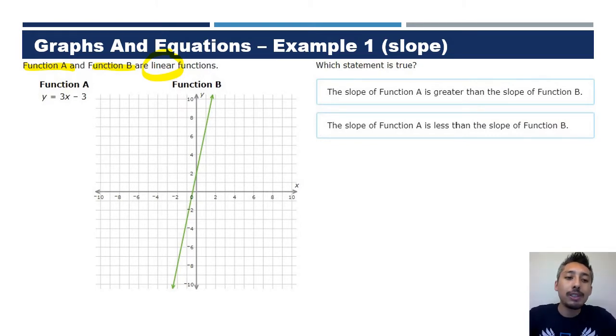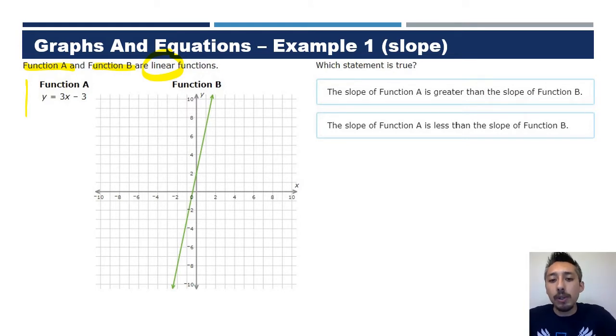We're told what function A is. Here we have an equation. So we have y is equal to 3x minus 3. And for function B, it's just a graph of a line. That makes sense because we are talking about linear functions. Linear functions are just equations or graphs that represent a line.